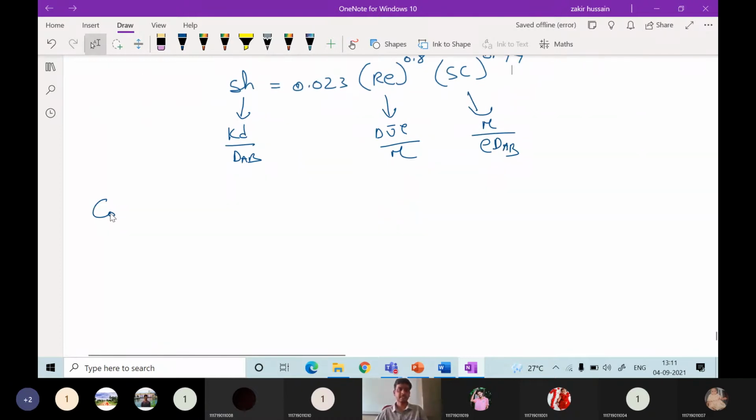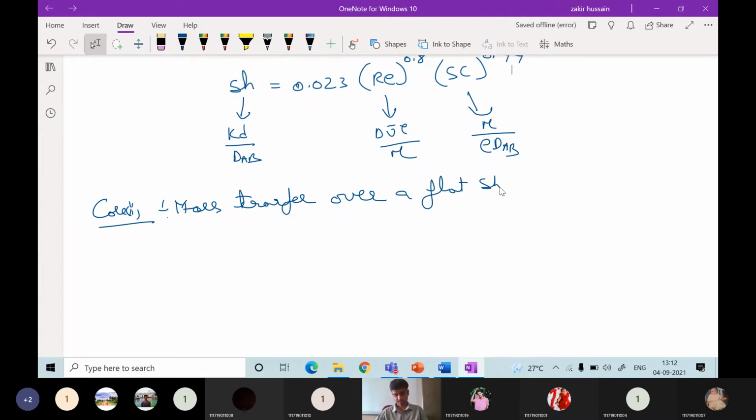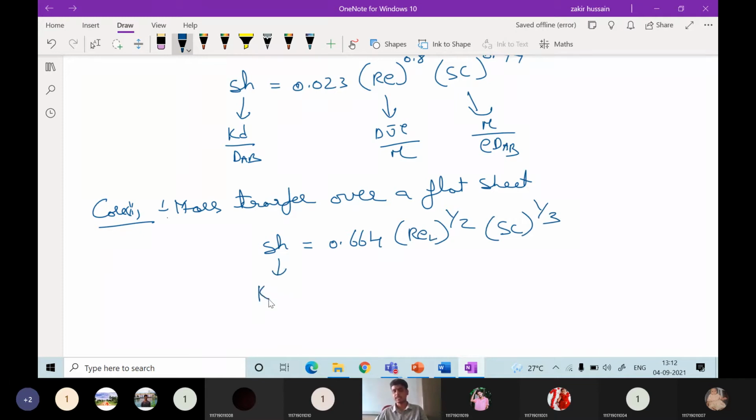Then the third case is mass transfer over a flat sheet. In this case, the correlation is Sherwood number equal to 0.664 Re_L power 1/2 and Schmidt number power 1/3. Here the Sherwood number is the same, Kd by DAB, where K is the mass transfer coefficient.